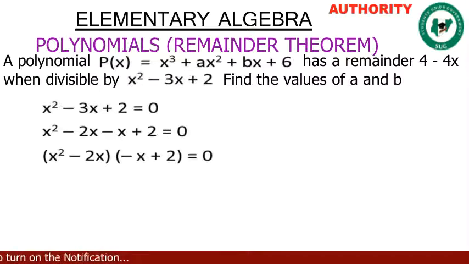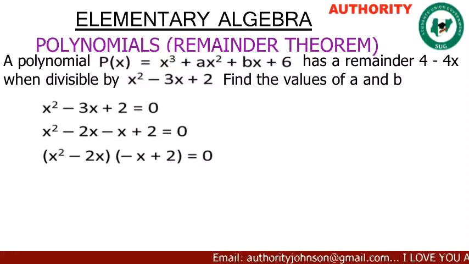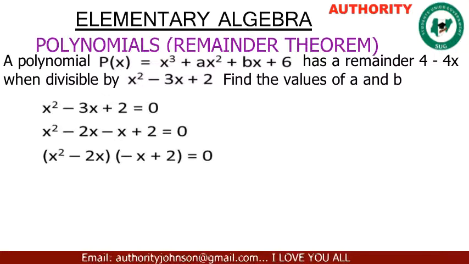We're going to have minus 2 and minus 1. When you say minus 2 plus minus 1, you're going to get minus 3, and when you say minus 2 times minus 1, you're going to have positive 2. Let's replace minus 3x with minus 2x minus x. We're going to have x squared minus 2x minus x plus 2 is equal to 0. From here let's group them 2 by 2. We're going to have x squared minus 2x in bracket, and then minus x plus 2 in bracket equal to 0.